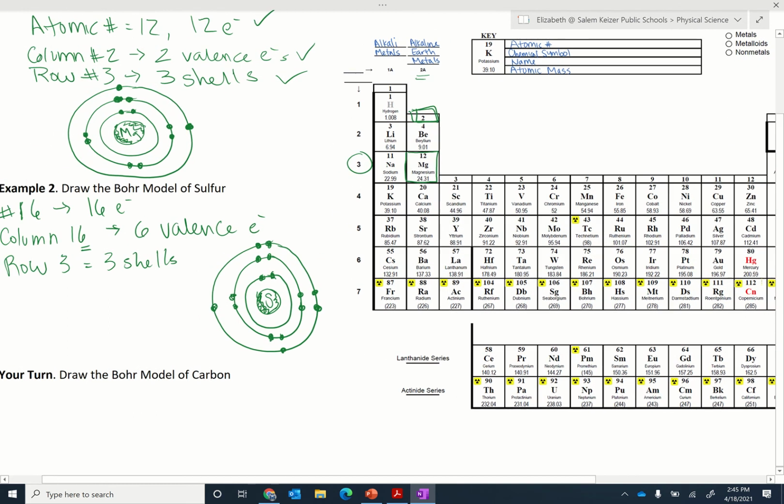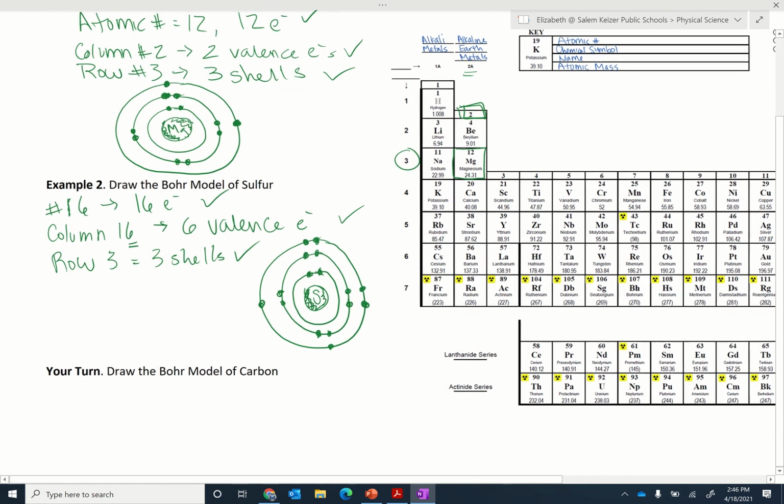Okay, and then I double check. If I count, I have a total of 16 electrons. I have 6 valence electrons; if I count the ones in the outermost shell, I have 6 total. And I have 2 that are paired up and 2 that are by themselves. That's important, okay? 2 of them are paired and 2 of them are by themselves, because I fill 4 first that are unpaired, and then they come back and they get a partner. And then I have 3 shells. So I've taken care of all 3 of those, and that would be my Bohr model of sulfur.